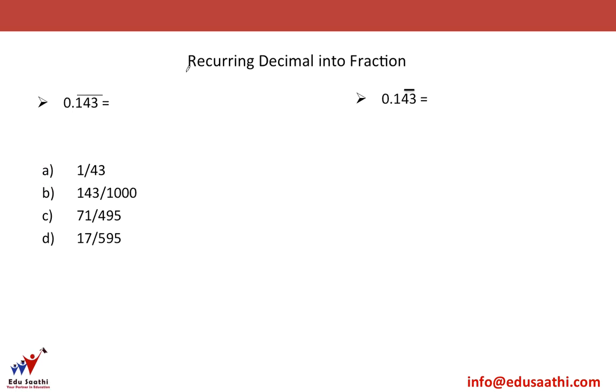So let's try this next type of question wherein we have to convert a recurring decimal into a fraction. A recurring decimal is a decimal which has a bar on top. So I have 0.143 bar. This means that I can write 0.143, 143, 143 as many number of times. So 143 will basically repeat itself. That is why we put the bar here.